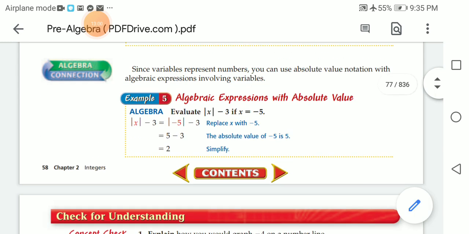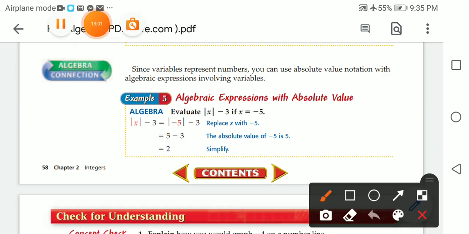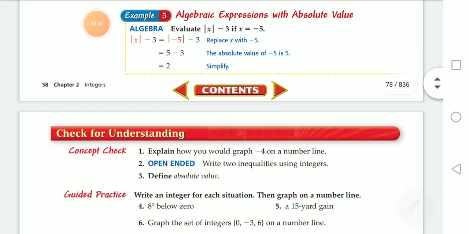Going down, again, I have here the absolute value of x minus 3 with x equals negative 5. I put negative 5 in the absolute value, and I write minus 3 as it is. Then the absolute value of negative 5 is what? It is 5. 5 minus 3 equals 2. This is the simplification. Easy, easy, easy.